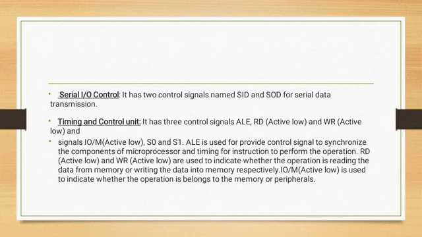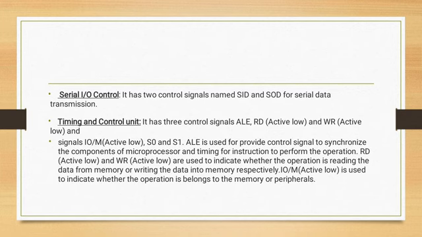In the timing and control unit, there are basically three control signals: ALE, read and write. Read is active low and write is also active low. And IO/M bar, input-output and memory, and S0 and S1. These are called the status signals. I have already told. So ALE is used to provide control signal to synchronize the components of microprocessor and timing for instruction to perform the entire task.